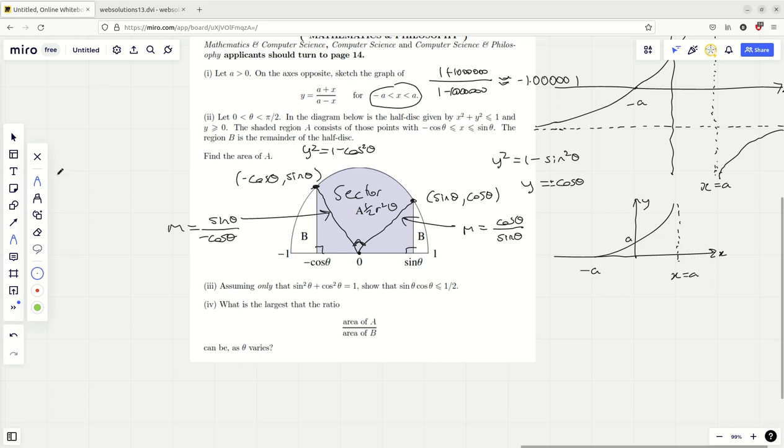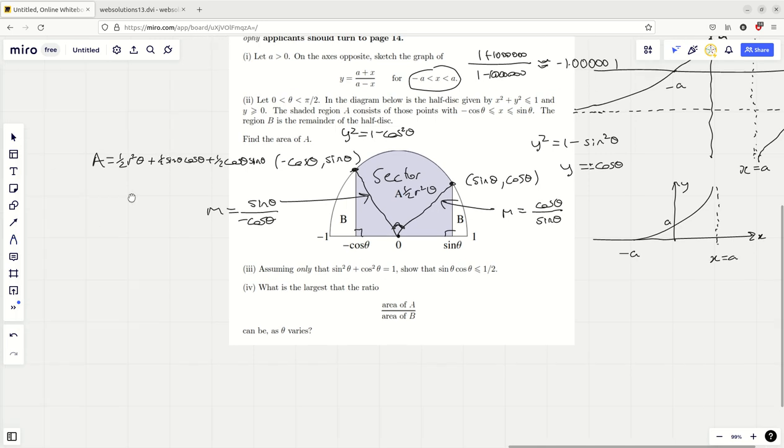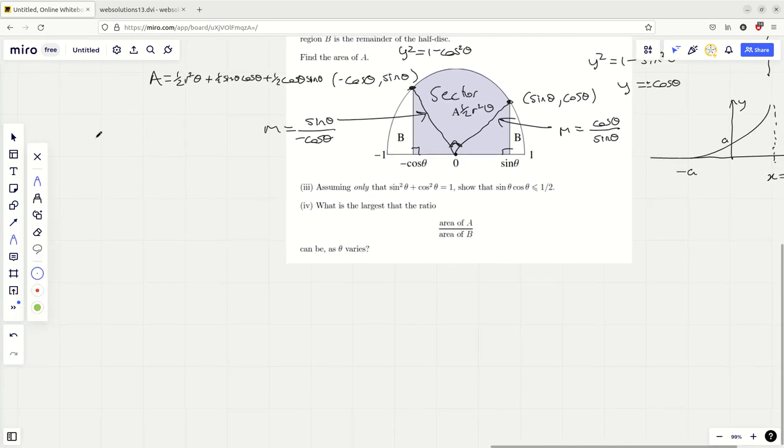A is just going to be equal to a half r squared theta plus cos theta times sine theta times a half, and then cos theta times sine theta times a half. And all of that simplifies to, well, we'll plug in r as 1, we'll plug in theta as pi over 2. We're going to get pi over 4 plus sine theta cos theta. Cool. Done.